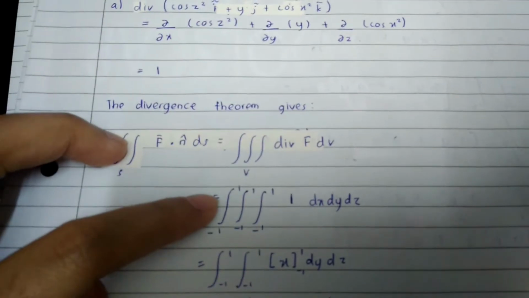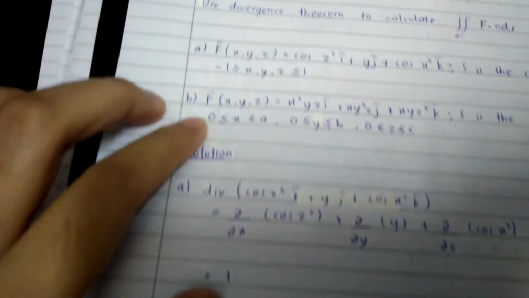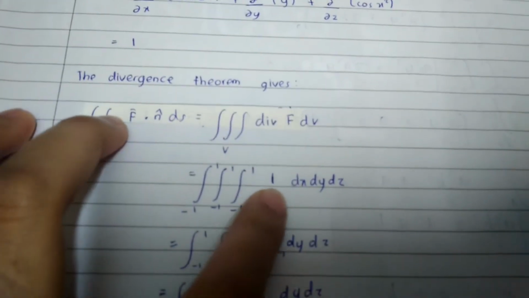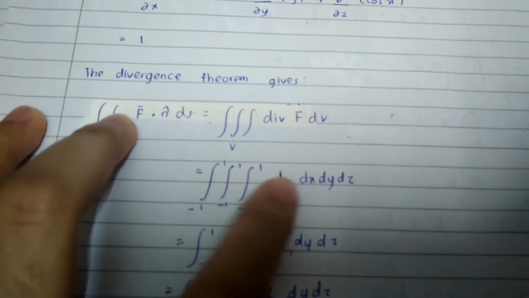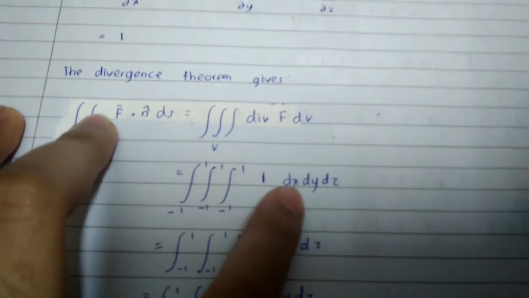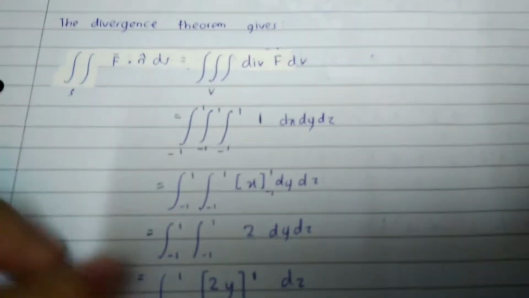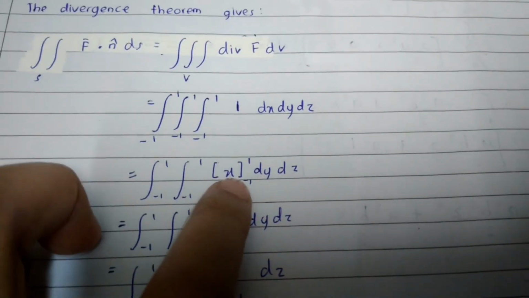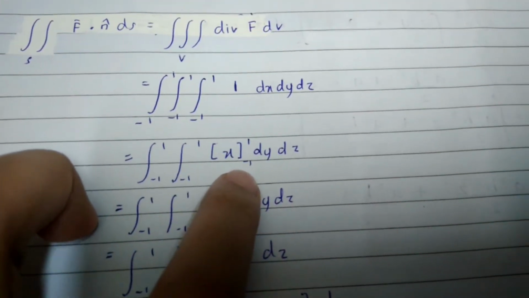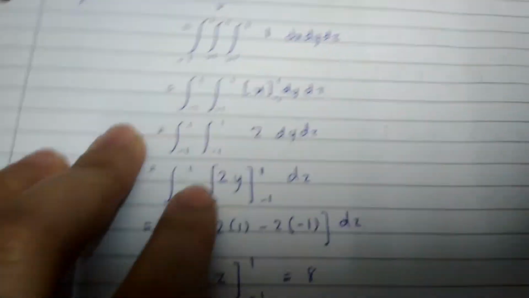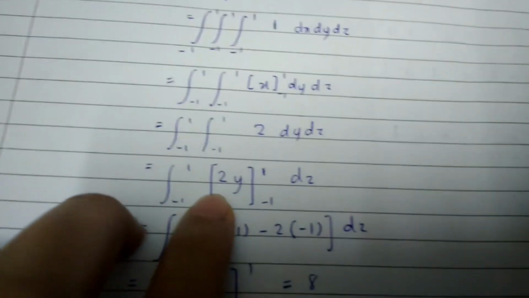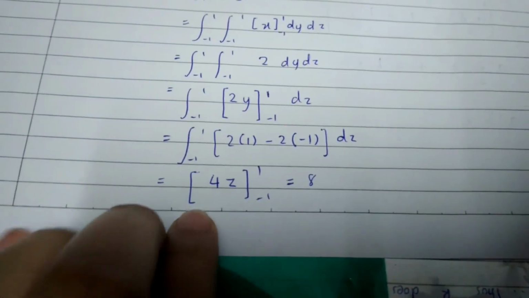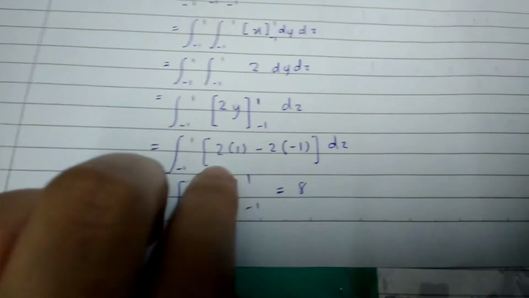We triple integrate, as the range is the same for A. So we put the value here, and then we integrate with respect to dy, dx, dy, and dz. When we integrate with respect to x, we get x, and then we substitute the values 1 and -1, and we get 2. Then we integrate with respect to y, we get 2y, and then we substitute the value into y, and we get 4.